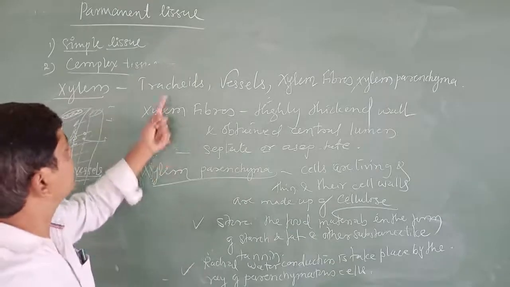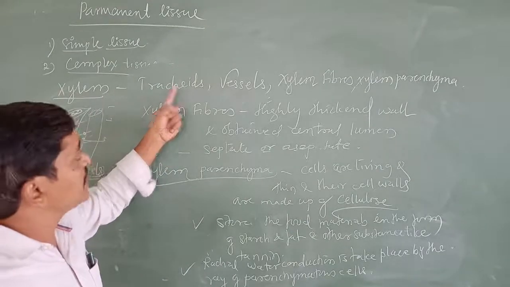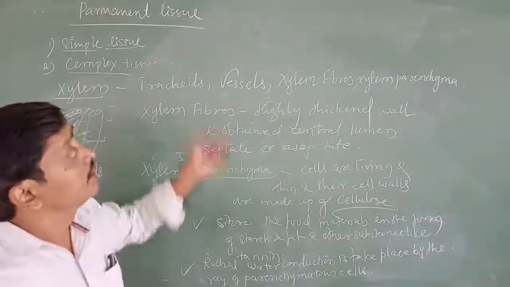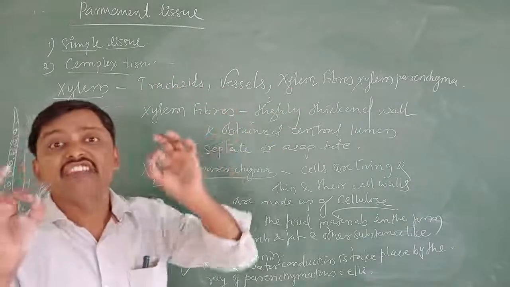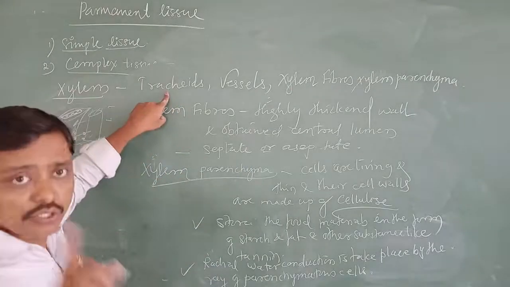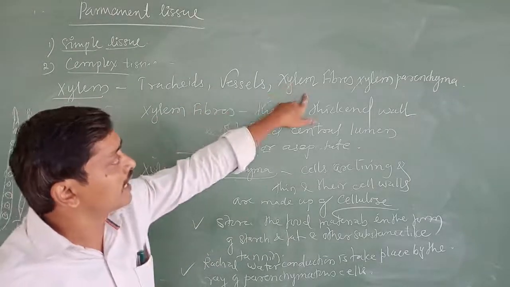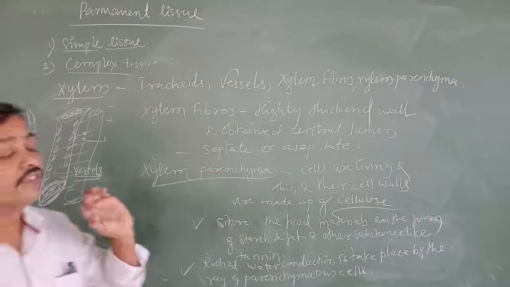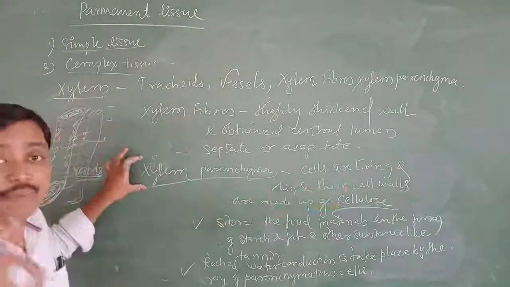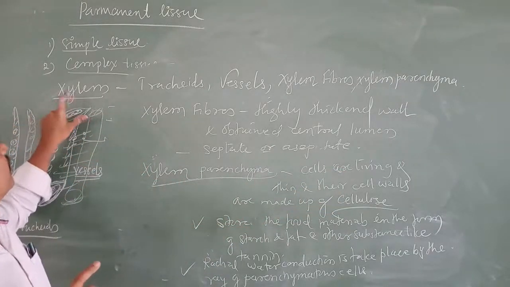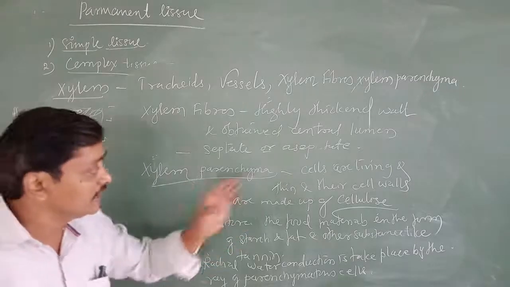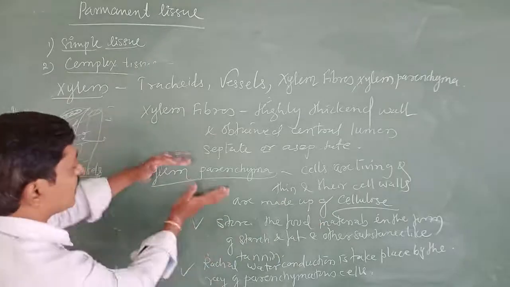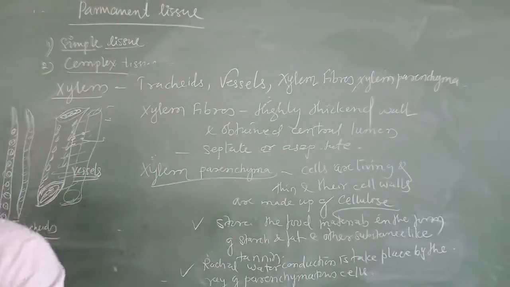What is the difference here in the cells? Here also protoplasm is absent. In fibers, too, the tissue is dead, and all these are made up of thick lignified walls. But the difference is with the xylem parenchyma: these are living cells. Xylem parenchyma is the only living element of xylem, made up of thin-walled cells, and their cell walls are made up of cellulose. This is very important for a 1 mark question or a competitive exam, right?